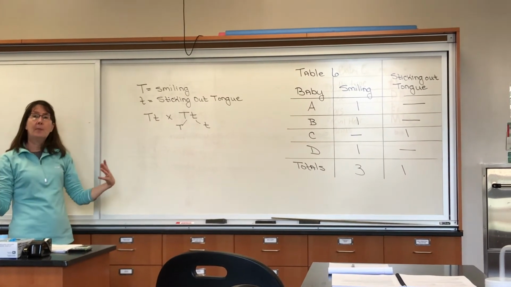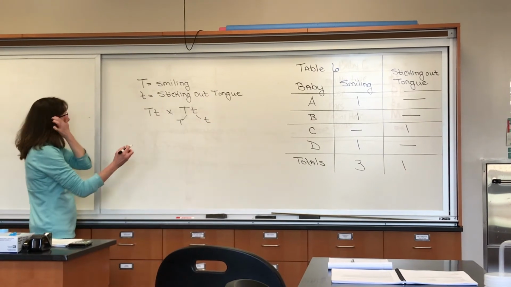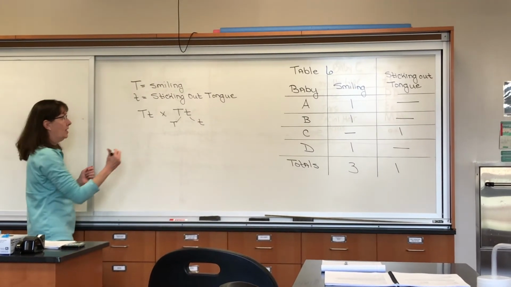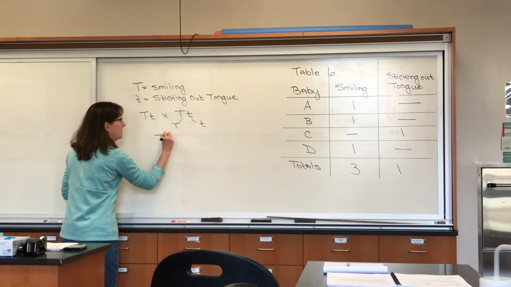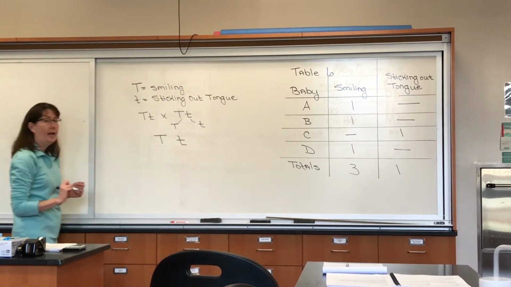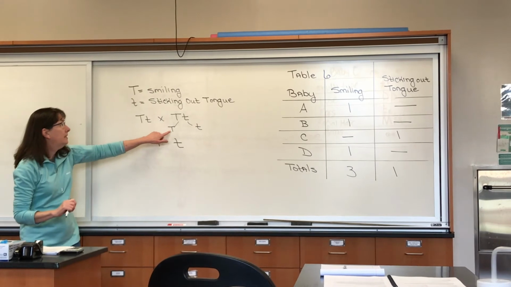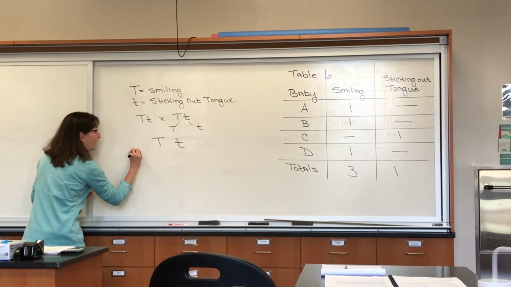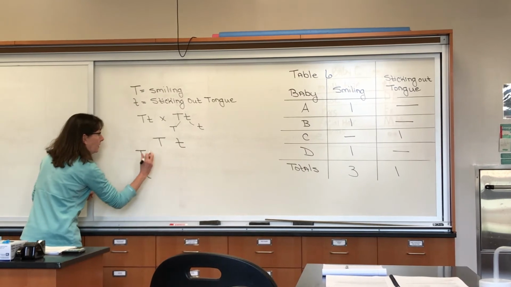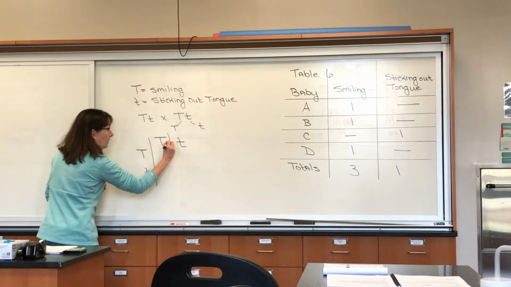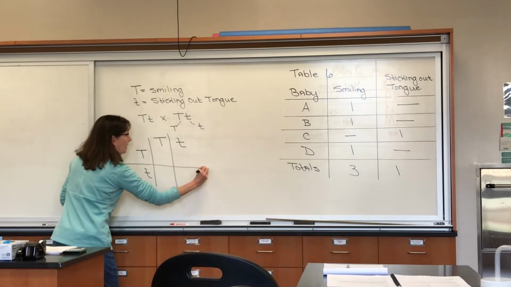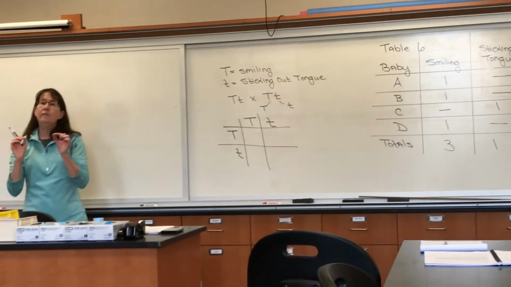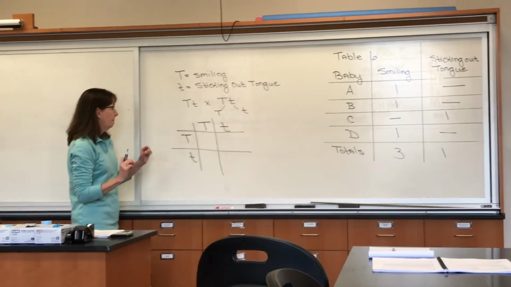Now we can set up our Punnett square. We can put the alleles the father can contribute to the offspring across the top of our Punnett square. And we can put the alleles that the mother can contribute down the side of our Punnett square. And now we can fill in our boxes.